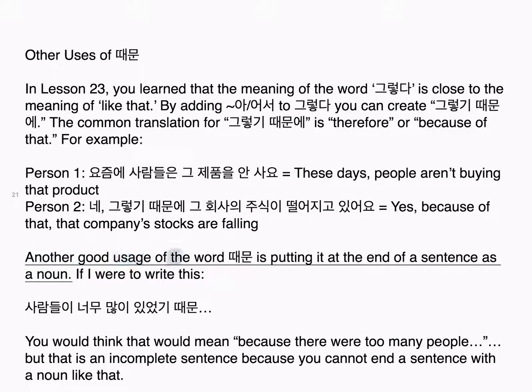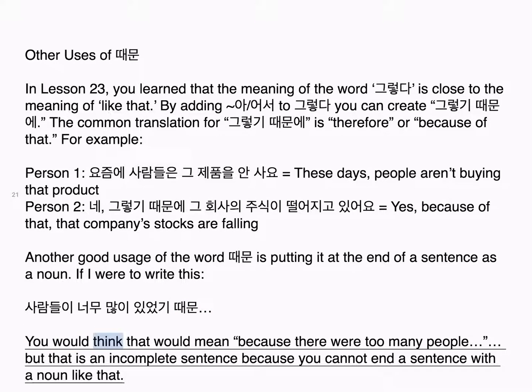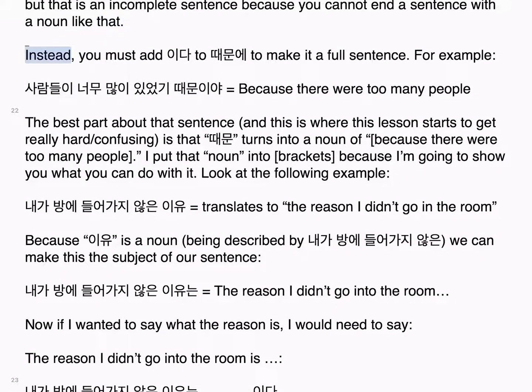Another good usage of the word 때문 is putting it at the end of a sentence as a noun. If I were to write this, 사람들이 너무 많이 있었기 때문, you would think that would mean "because there were too many people," but that is an incomplete sentence because you cannot end a sentence with a noun like that. Instead, you must add 이다 to 때문에 to make it a full sentence, for example: 사람들이 너무 많이 있었기 때문이야.